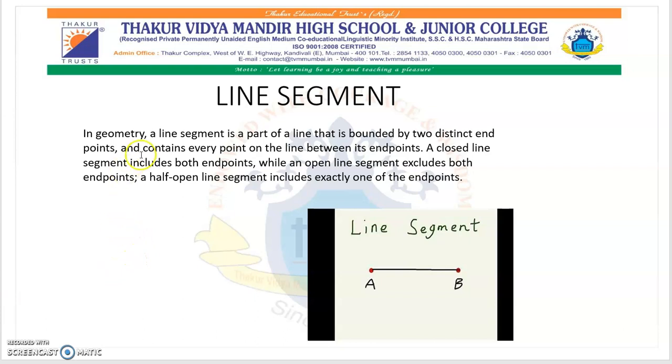Line segment. In geometry, a line segment is a part of a line that is bounded by two distinct endpoints and contains every point on the line between its endpoints. A closed line segment includes both endpoints, while an open line segment excludes both endpoints. A half-open line segment includes exactly one of the endpoints.